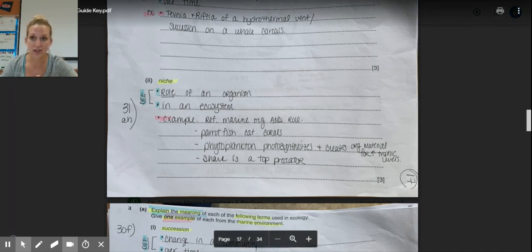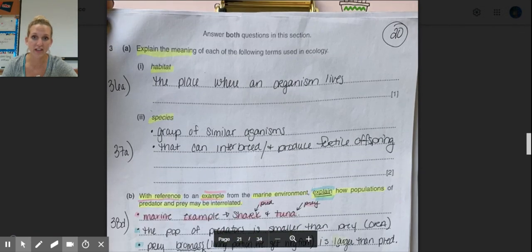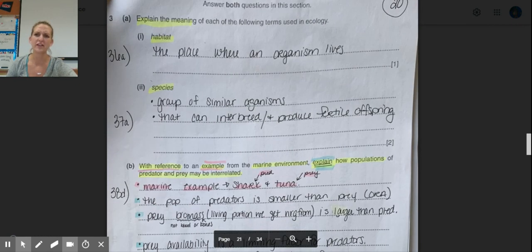36 is our next one. Again, definition, explain the meaning: the place where an organism lives. 37, species, we did this one in class: a group of organisms that can interbreed and produce fertile offspring.